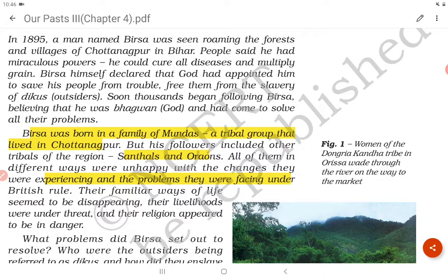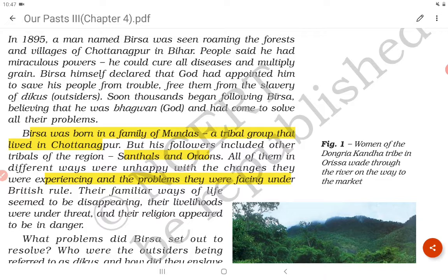Birsa himself declared that God had appointed him to save his people from trouble, free them from the slavery of Dikus, that is, the outsiders. Soon thousands began following Birsa, believing that he was Bhagwan, that is God, and had come to solve all their problems. Birsa was born in a family of Mundas, a tribal group that lived in Chota Nagpur. But his followers included other tribals of the region, like Santals and Oraons.